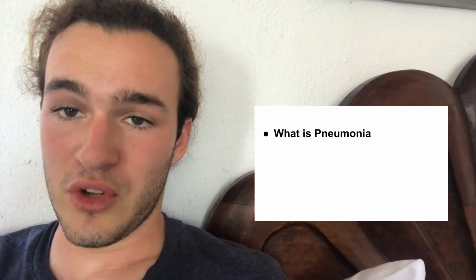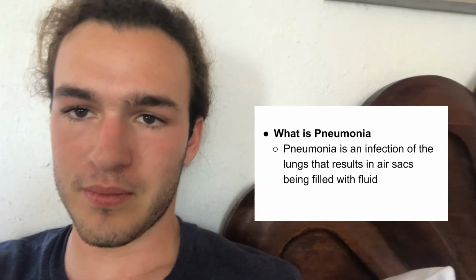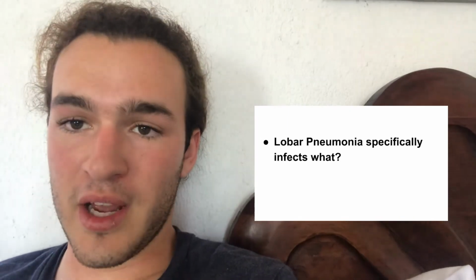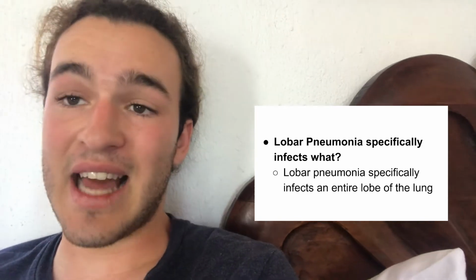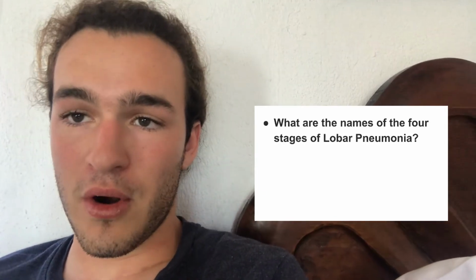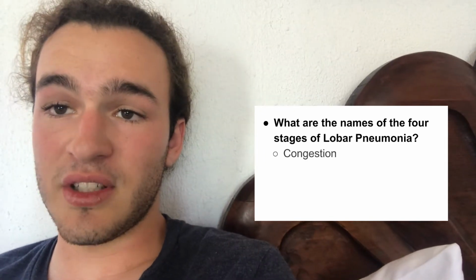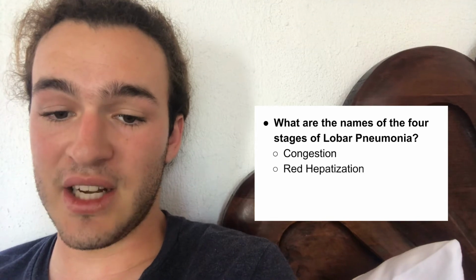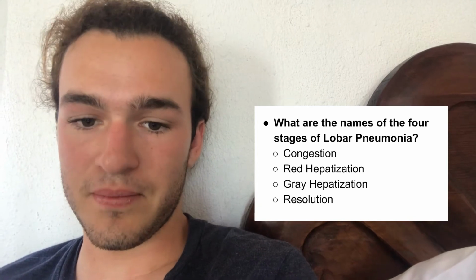So first, what is pneumonia? Pneumonia is an infection of the lungs that results in air sacs being filled with fluid. Okay? Second question. Lobar pneumonia specifically infects what? Lobar pneumonia specifically infects an entire lobe of the lung. Question number 3. What are the names of the 4 stages of lobar pneumonia? Stage 1 is congestion, Stage 2 is red hepatization, Stage 3 is gray hepatization, and Stage 4 is resolution.